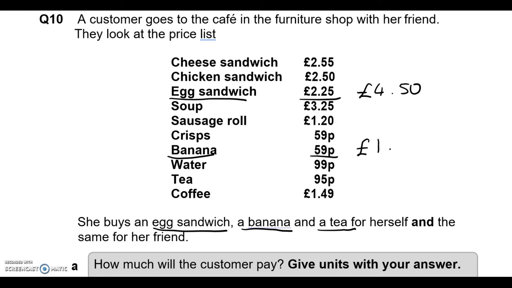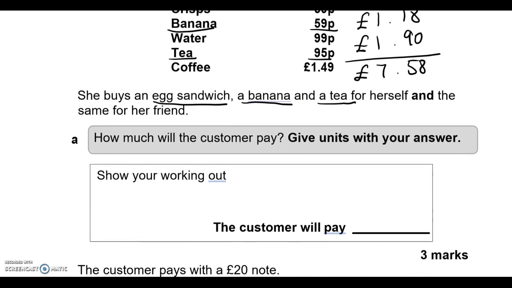So that is £1.18. And then we've got tea, two lots of 95 pence, which is £1.90. All together, this gives us £7.58. We've shown the working out up there. So that is fine.